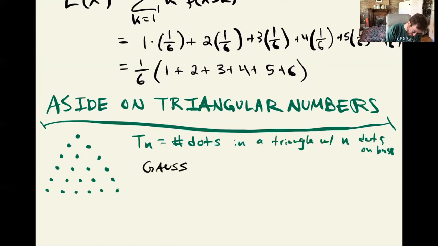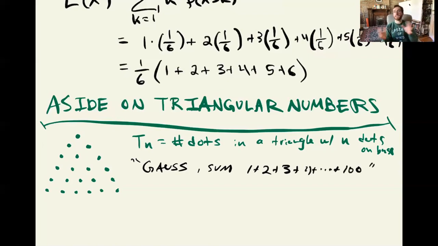She said, Gauss, little Gauss, sum the following: 1 + 2 + 3 + 4, all the way up to 100. The teacher sat down thinking they could just relax for the rest of the day, read their magazine, and not have to teach these students anymore.